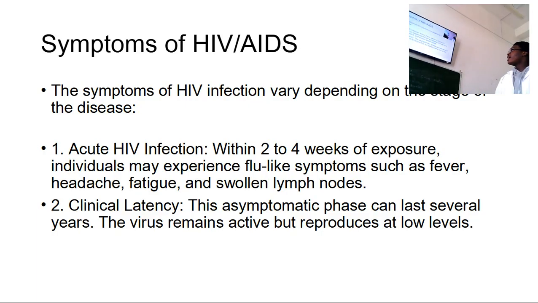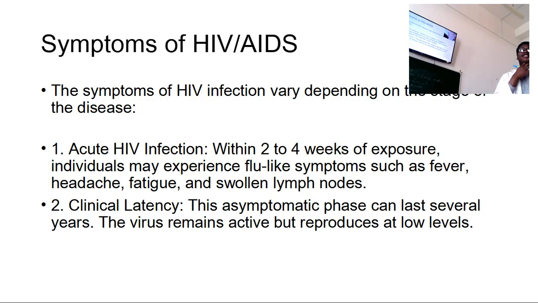The symptoms of HIV and AIDS. The symptoms of HIV and AIDS basically depend on the stage where the patient is, or how long the patient has had it. We have the acute HIV infection, which is within the first 2 to 4 weeks, where you can see flu-like symptoms such as fever, headache, fatigue. We can also see swollen lymph nodes in this stage. So the person can take it as a normal infection, or maybe an upper respiratory tract infection, and they won't go to have a test. So in this stage, they are even more likely to transmit this infection to other people.